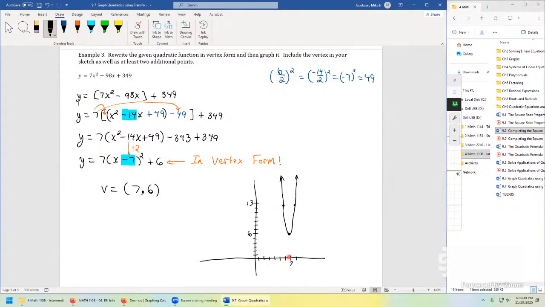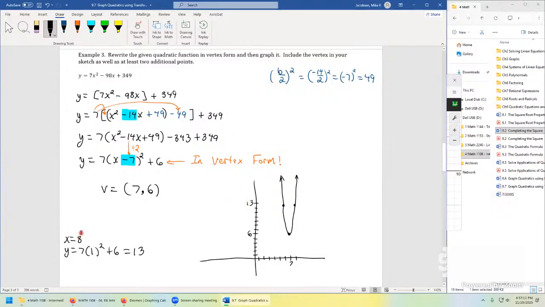Wherever you are at the vertex, pick one number to the right or the left. Let's pick x equals 8. Plug it in for y. You could plug it in here and just crank it out in the calculator. But plug it in for x rather. Plug in 8 for x here. It's easier to plug it in on the one where it's in vertex form. The arithmetic's easier. You get 7 times 8 minus 7, which is just a 1 squared plus 6. But then 7 plus 6 is 13. So we get the 13 either way.